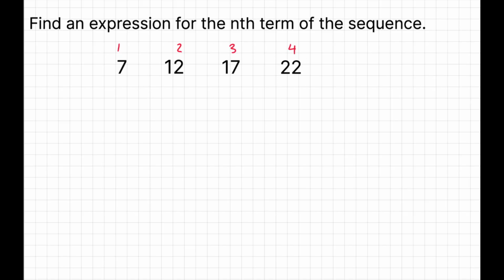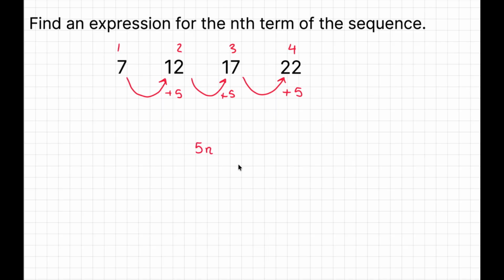term. Now, the first step in finding the expression would be to find the common difference between the terms. Now, the difference between 12 and 7 is 5. The difference between 17 and 12 is 5. And the difference between 22 and 17 is 5. This means the start of our expression will be 5n.